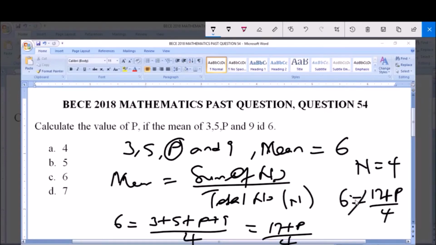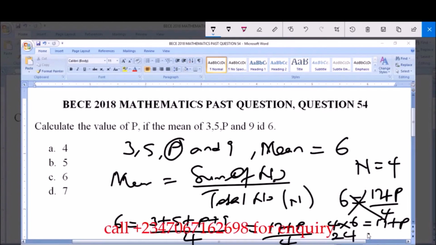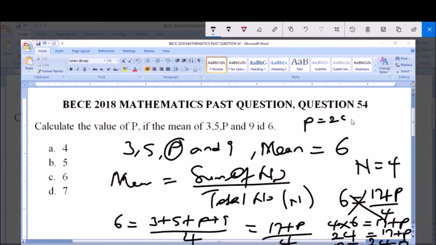Then we cross multiply. When you cross multiply, you have that 4 times 6 is equal to 17 plus P. 4 times 6 will give us 24. 24 is equal to 17 plus P. From here we can now say we subtract 17 from both sides, and then we have that P is equal to 24 minus 17, and 24 minus 17 will give us 7. So therefore P is equal to 7.